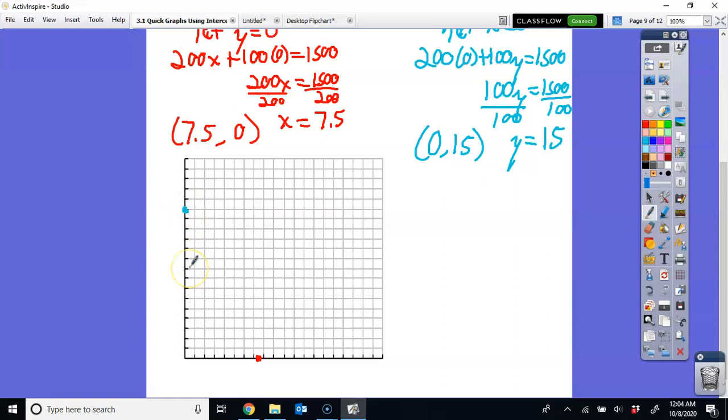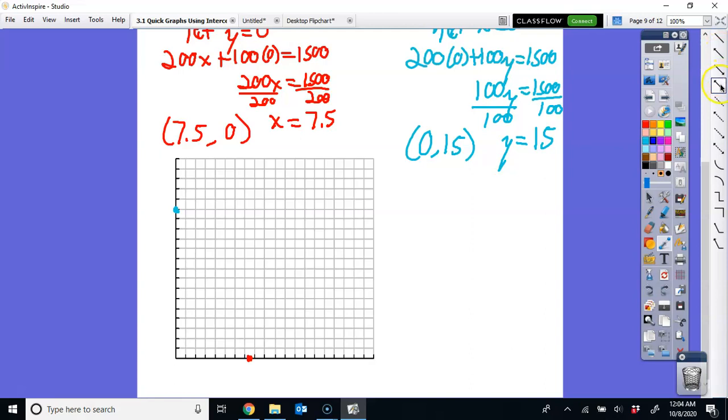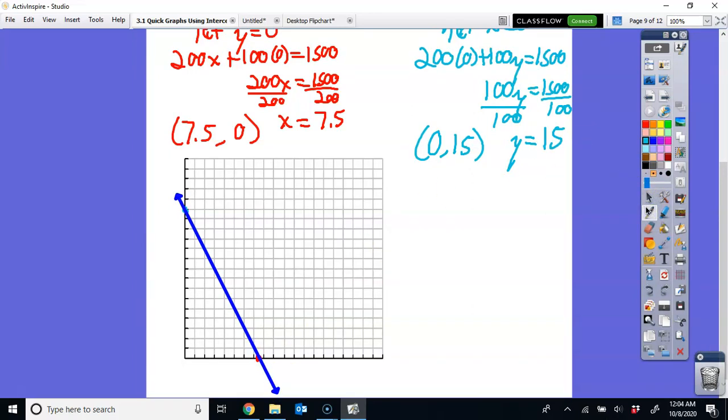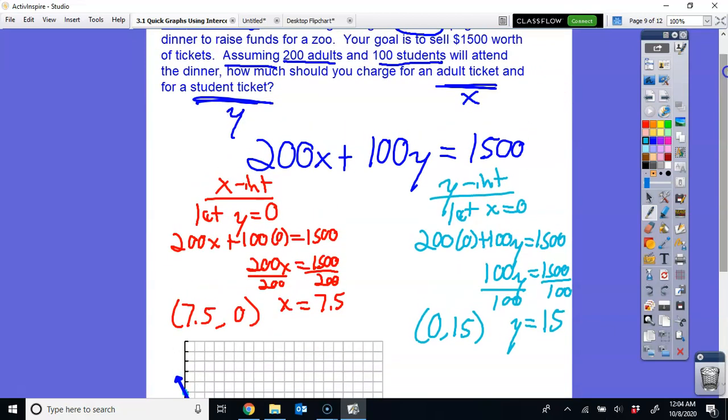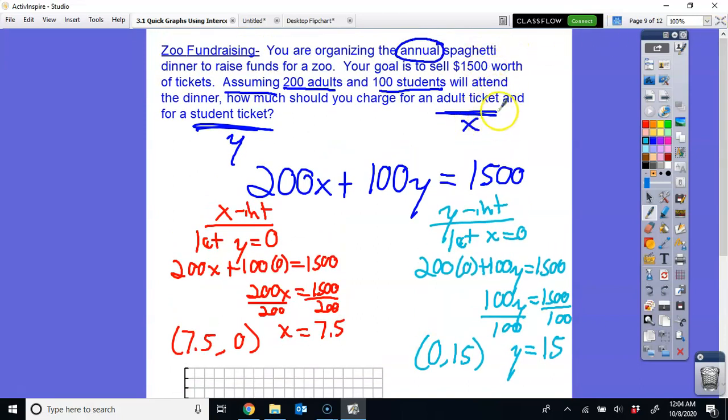Okay. Now that we got that out of the way, those 2 points are solutions to the equation, and they are points on the line for this equation. Now I want to talk about something too. Notice that I only drew what we call the first quadrant. Why did I only draw the first quadrant? Because I don't need negative numbers for x and y. Remember, negative numbers don't make sense. I'm talking about the price for an adult ticket and the price for a student ticket. I don't want to do negatives.